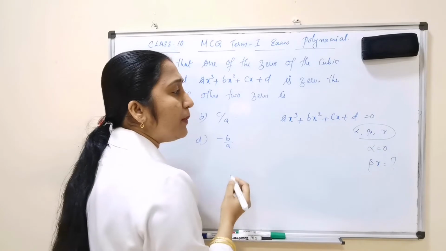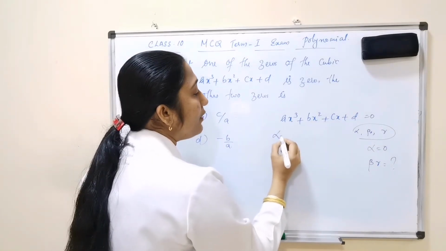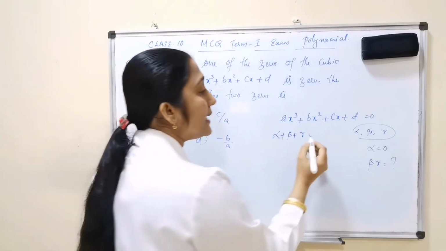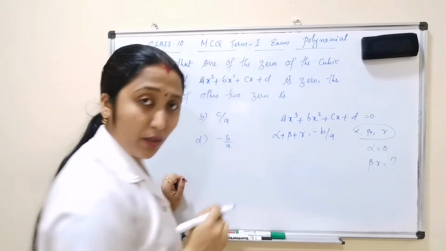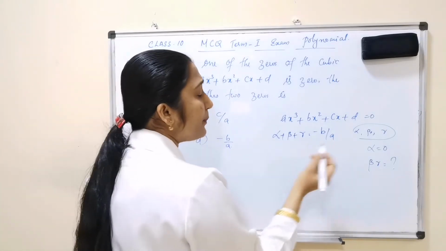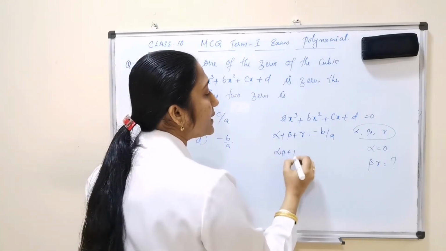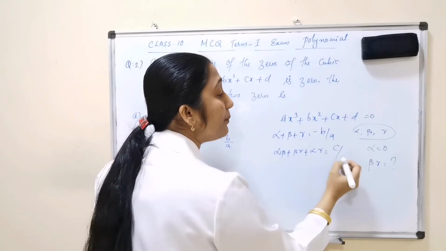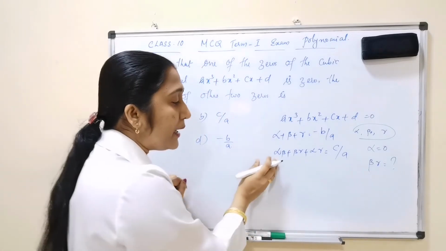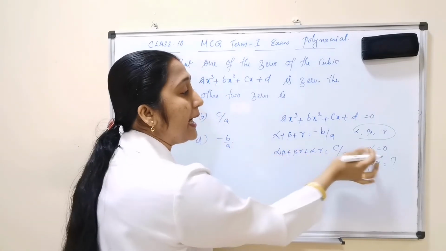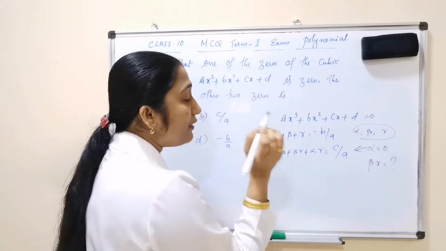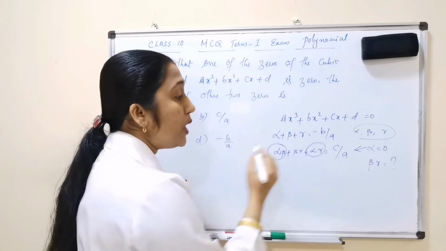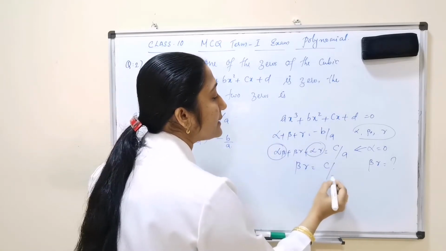From the cubic polynomial we know the sum of the zeros, alpha plus beta plus gamma, is minus b by a. And alpha beta plus beta gamma plus alpha gamma equals c by a. From this we substitute alpha equal to 0. Then two terms become 0, so beta gamma equals c by a.